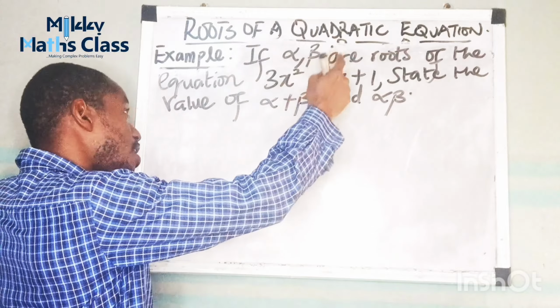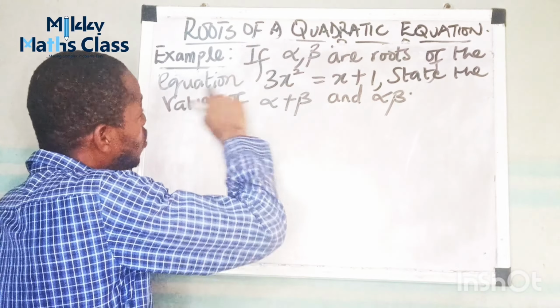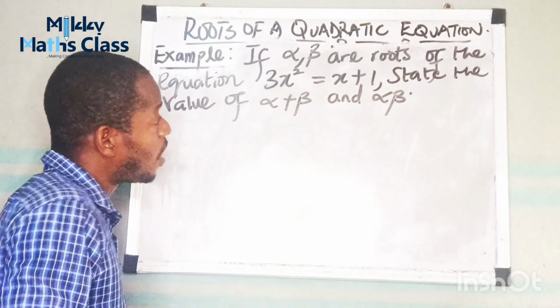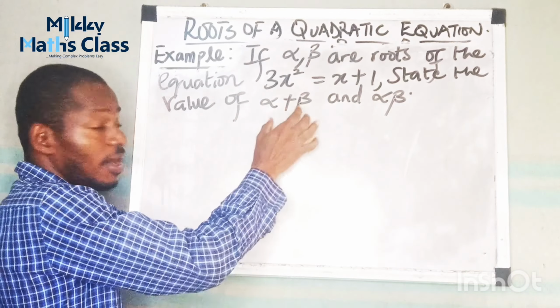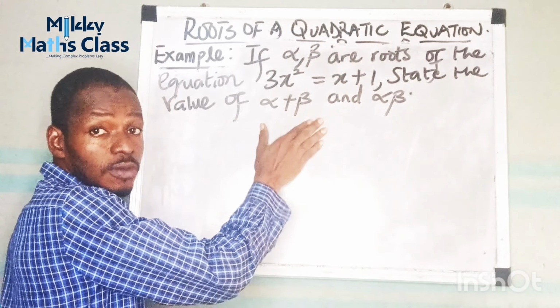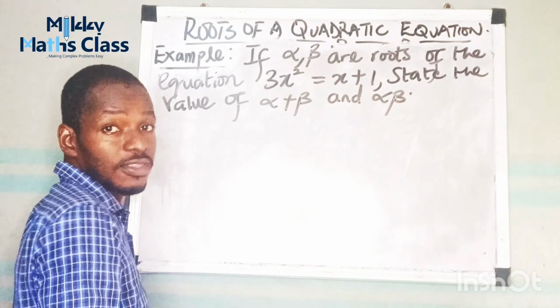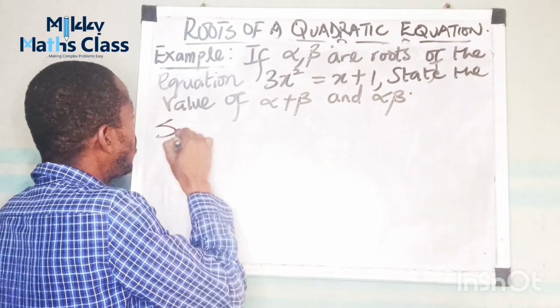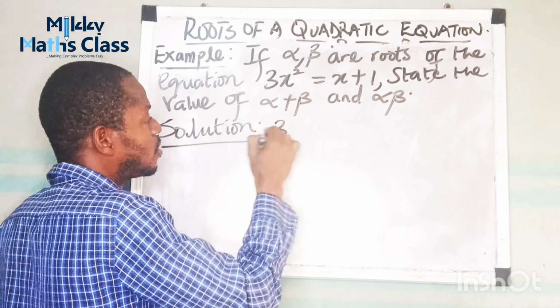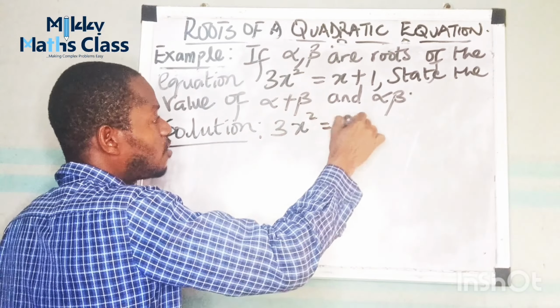All right, let's look at this last example before we go. It says if alpha, beta are the roots of the quadratic equation 3x squared equals x plus 1, state the value of alpha plus beta, alpha beta. That means we should find the sum of the roots and the product of the roots. So the first thing we do, our quadratic equation is 3x squared equals x plus 1.